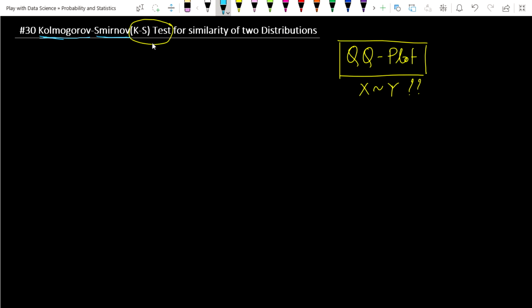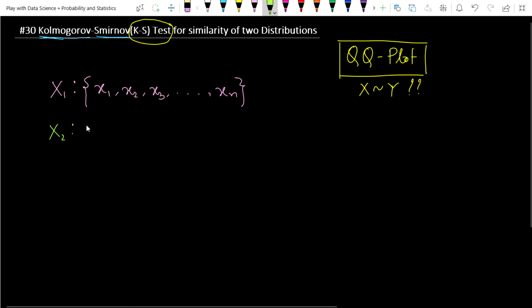Now let's try to understand this. Suppose we have two distributions, x1 and x2. On the x1 distribution, suppose we have n observations. On this random variable we have n observed values, x1, x2, x3 and so on, n observed values. And on the x2 random variable we have m observed values.